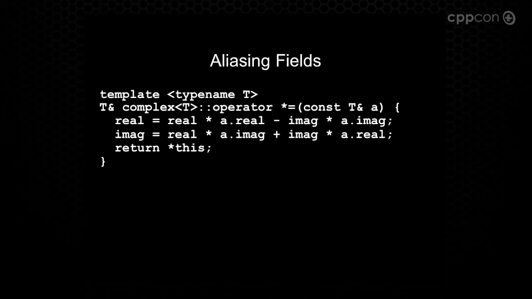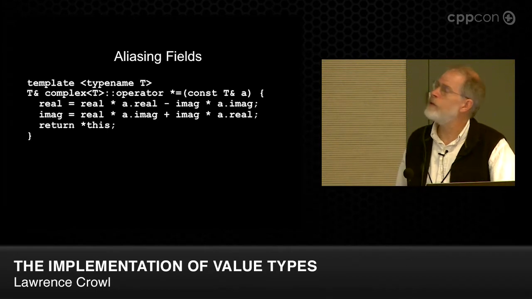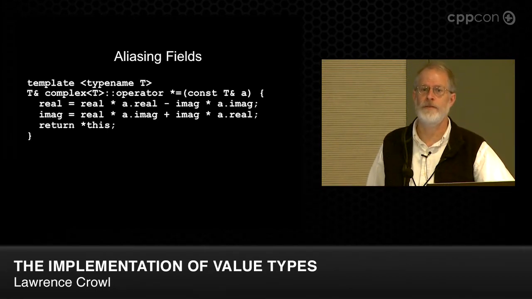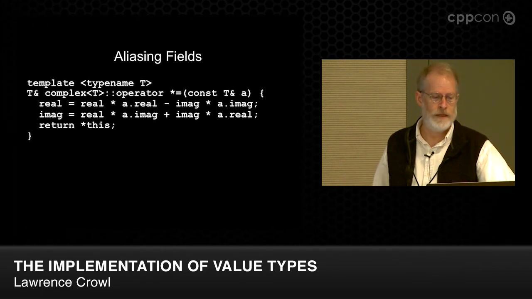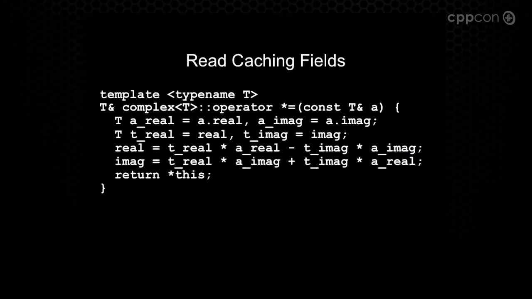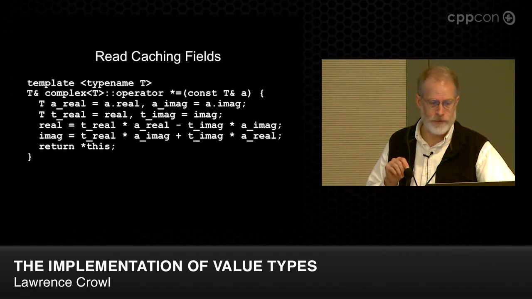This is an implementation of the multiply assignment operator for complex numbers. It too is broken when assigning to yourself. So if you say A times equals A, this code is broken. We can address that problem by read caching the fields. So we'll read all the fields first, and then we'll do our computation and assign our results.